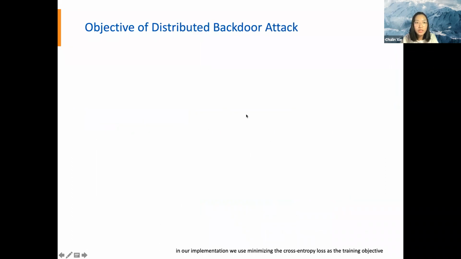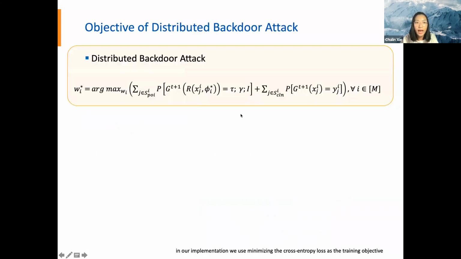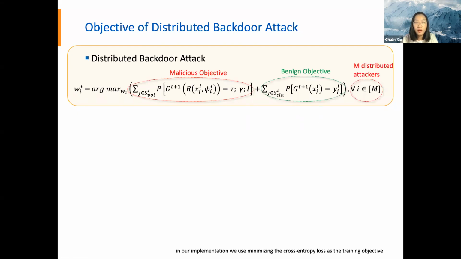And then the objective of the distributed backdoor attack is like this. In the DBA, each distributed attacker independently performs a backdoor attack on their local model. They also include the malicious objective and the benign objective, and there are M distributed attackers. The phi star is a geometric decomposing strategy for the local trigger pattern. Phi star is a local trigger pattern, but not the global trigger pattern.